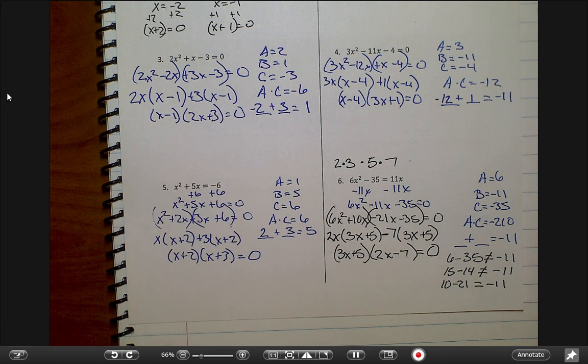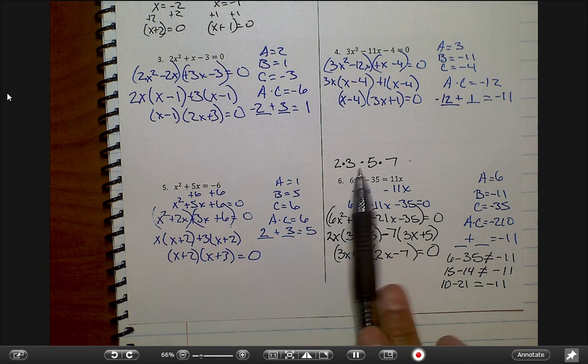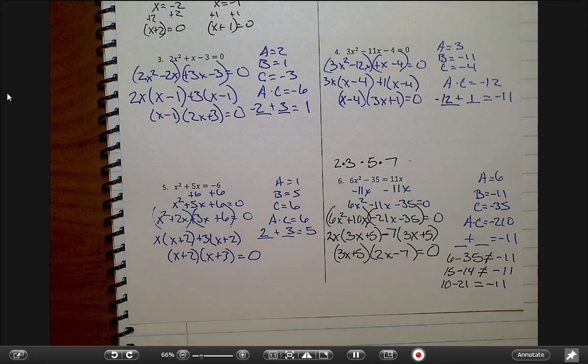There you go. So it works with bigger numbers too. There's a little trick for the multiplication.